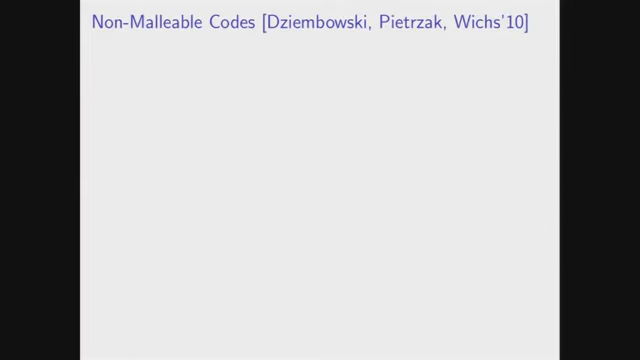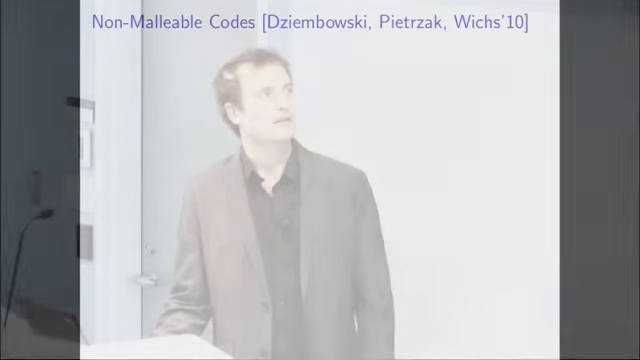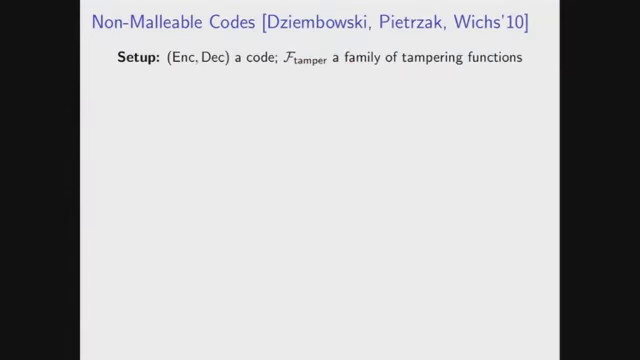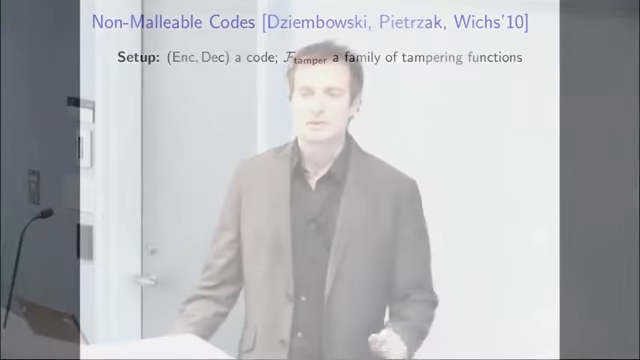Okay, non-malleable codes. Really nice, really recent primitives from a paper in 2010 by Dziembowski, Pietrzak, and Wichs. What are they? Well, I've heard different people define them different ways. I like to think about them as generalizations of error-correcting codes. But you have to look at error-correcting codes in the right way. So what do I mean?